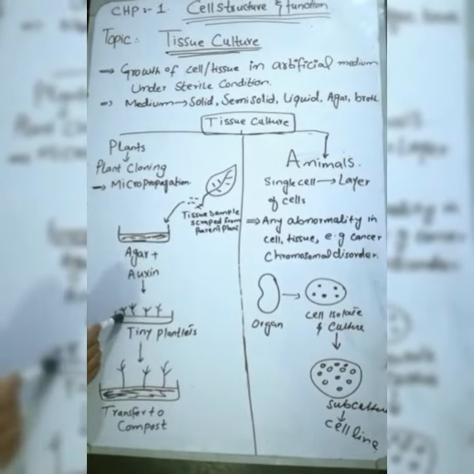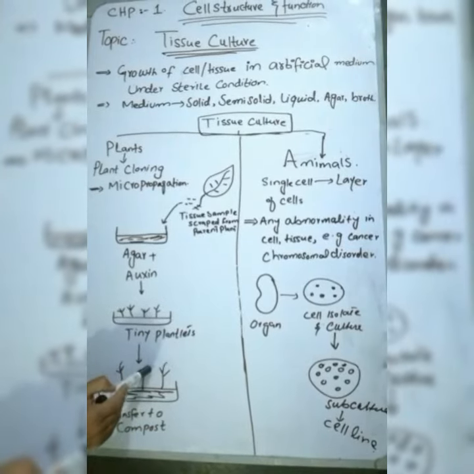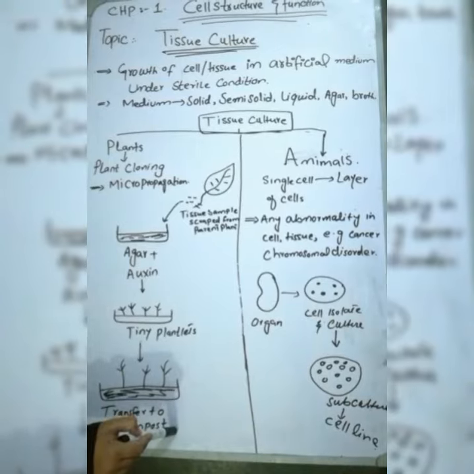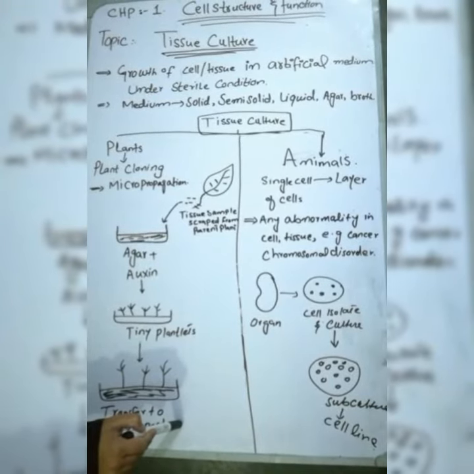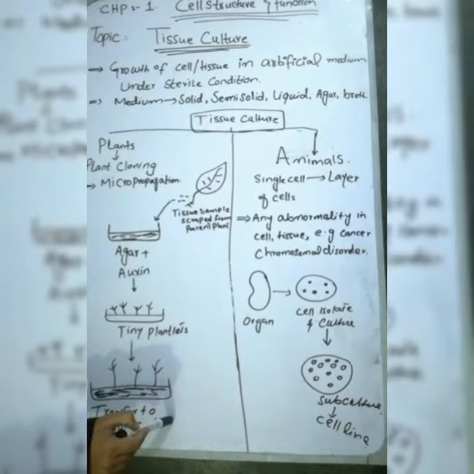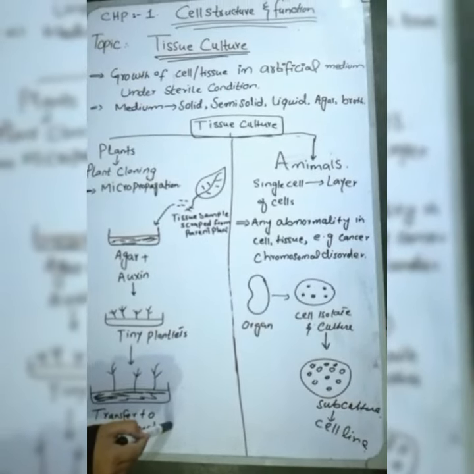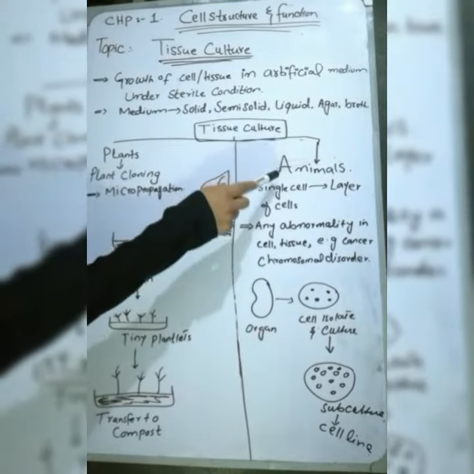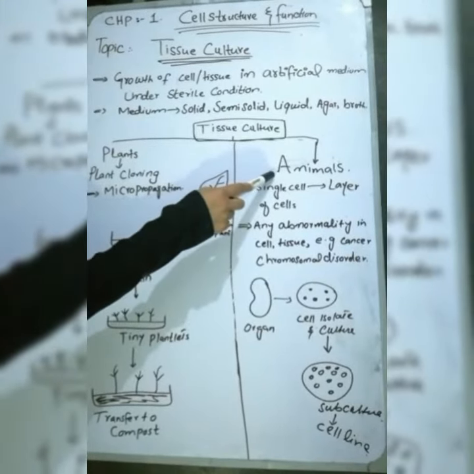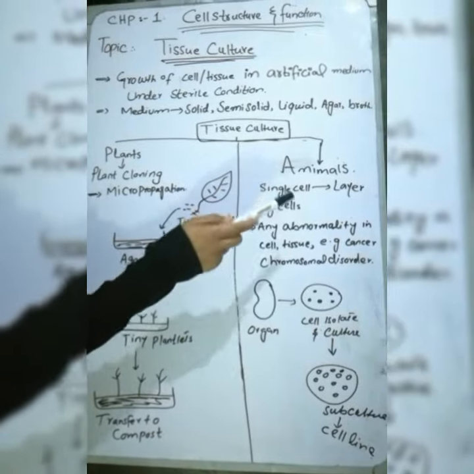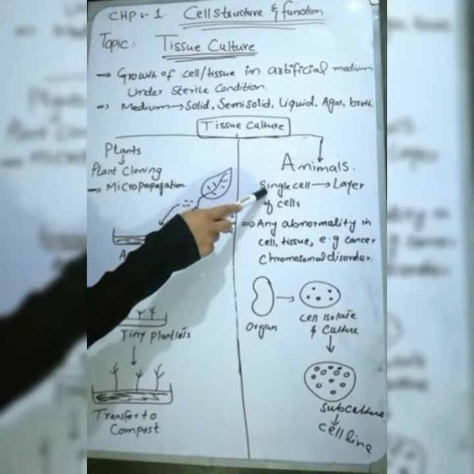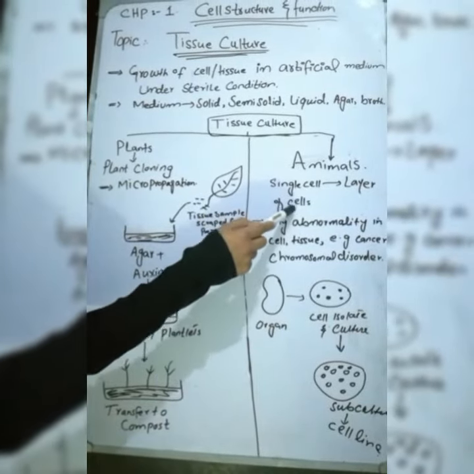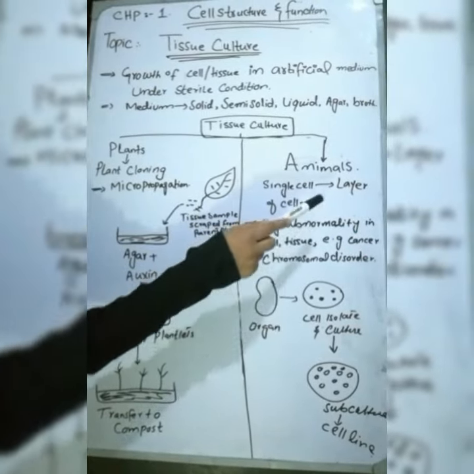You can see here, these tiny plantlets are then further transferred to the compost. Compost is usually the nutrient conditioner for the growth of the plants, or you can say that it is the conditioner for the soil. Tissue culture can also be employed in animals, but in the case of animals we cannot call it animal cloning, because we simply make, from a single cell, a layer of cells on the container.